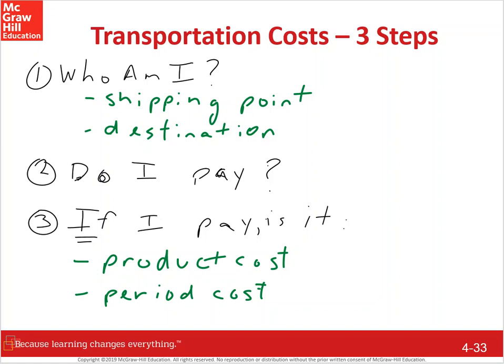So if it's a product cost, then that means we're going to be debiting inventory. And if it's a period cost, so it's not part of obtaining the inventory, maybe it's part of shipping inventory out to a customer, then we're going to be debiting a new account that we'll talk about in a little bit, called transportation out. So I'm just going to write trans out. All right, so those are the three steps. We're going to walk through those as we deal with transportation costs.